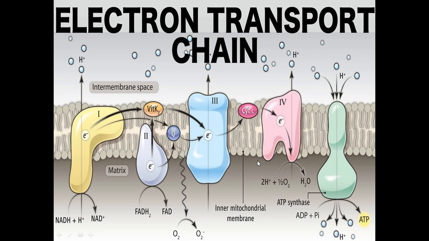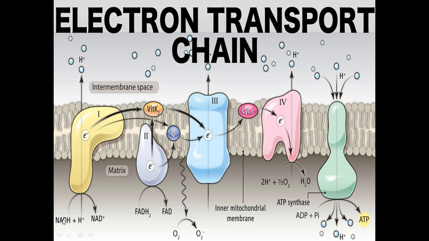Now let's see how the various complexes aid in electron transport in the electron transport chain. Here are the four complexes: complex 1, complex 2, complex 3, complex 4, and this is the enzyme ATP synthase, which takes the proton gradient, or the energy generated, to produce ATP by oxidative phosphorylation. Here is the intermembrane space. Down here is the mitochondrial matrix.